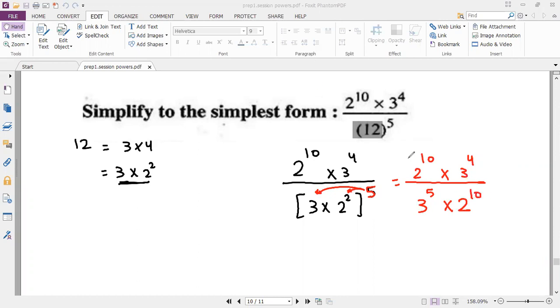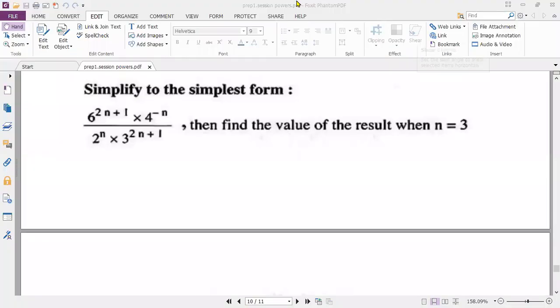Then simplify. We have 2 to the power of 10 at the top and 2 to the power of 10 at the bottom. So cancel, cancel. They are the same. You ended up with 3 to the power of 4 over 3 to the power of 5, and we are dividing them. So write the base as it is and subtract powers. I have 4 minus 5, so it's 3 to the power of 4 minus 5, which equals negative 1. 3 to the power of negative 1 is going to be 1 over 3. Simplify to the simplest form.